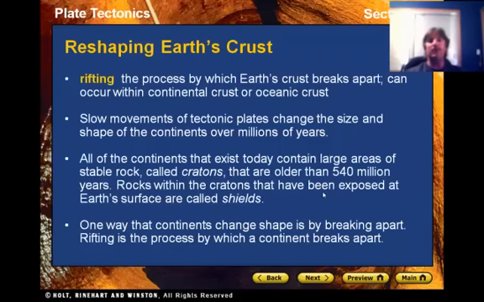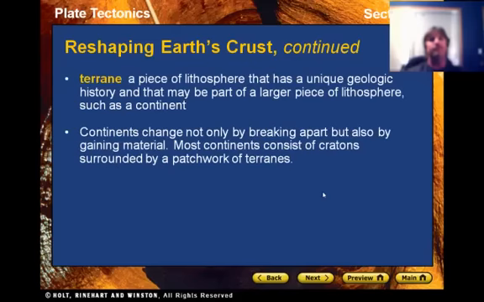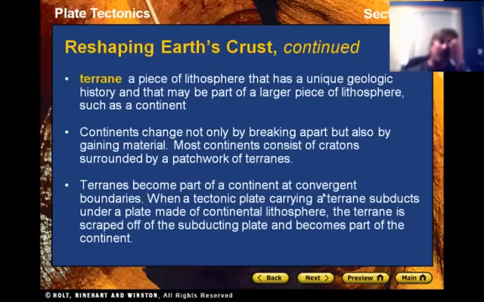One way continents change shape, obviously, is breaking apart, and we've already talked about that with the process of rifting. A terrane is a piece of lithosphere that has a unique geologic history, and is part of the bigger lithosphere, like a continent. They change not only by breaking apart, but they also consist of cratons surrounded by a patchwork of terranes. So you get these terranes that are added to it.